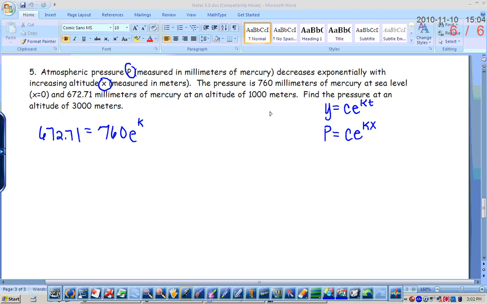Like on the last problem, it told us that the half-life was 24,360 years. So over that period of 24,360 years, the amount of plutonium decreased by half. Well, here the pressure goes from 760 to 672.71 over a span of 1,000 meters. So we're going to put in the 1,000 for the x, like that. Okay, let's go to our calculator and let's solve for this.